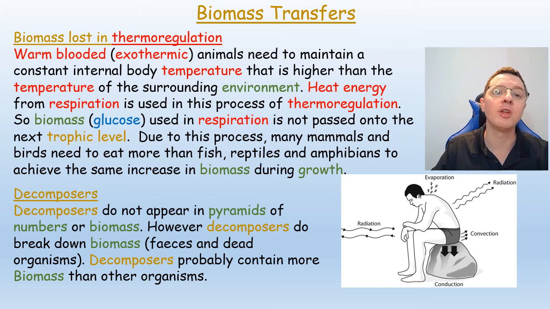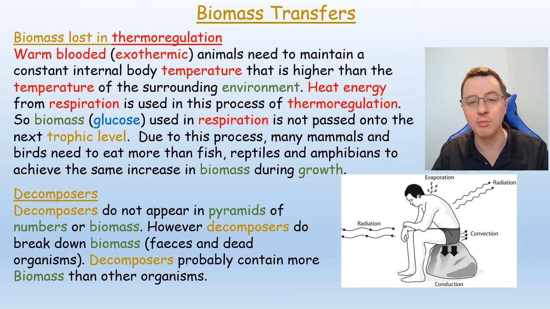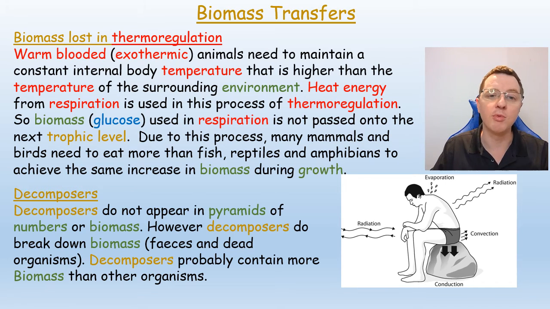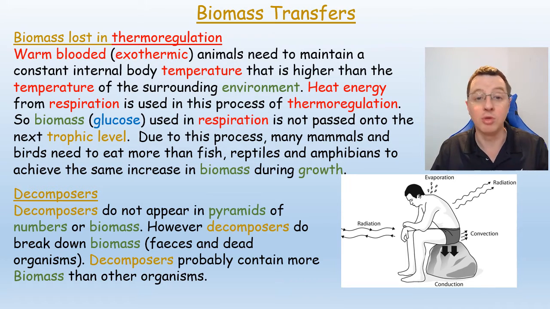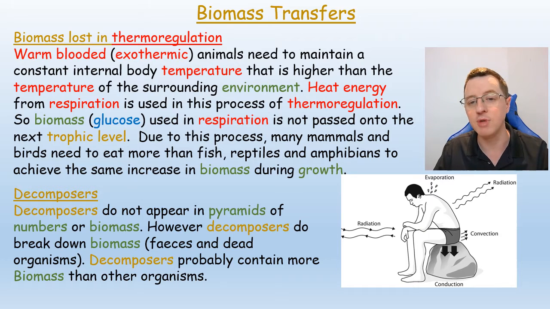Biomass can also be lost in thermoregulation. Warm-blooded endothermic animals need to maintain a constant internal body temperature that is higher than the temperature of the surrounding environment. Heat energy from respiration is used in this process of thermoregulation, so biomass, the glucose used in respiration, is not passed on to the next trophic level. Due to this process, many mammals and birds need to eat a lot more than fish, reptiles and amphibians to achieve the same increase in biomass during growth.